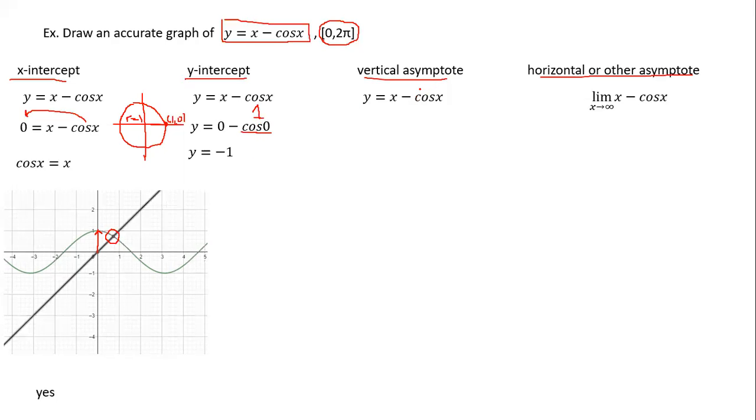The asymptotes, do we have a fraction? Nope. This is not a rational function. It's not a fraction. So the answer is no. It's nice and quick.